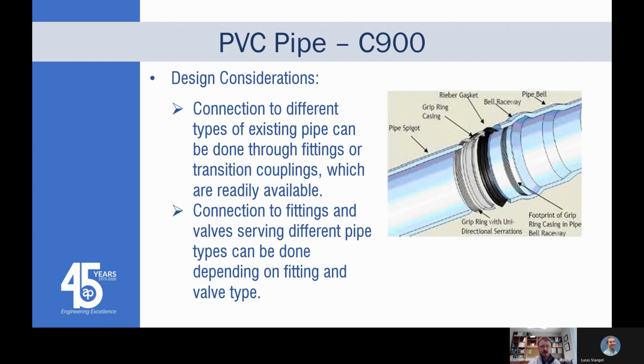Some more design considerations for C900. Connection to different types of pipe can be done. They've got different fittings and transition couplings. Generally, they're pretty readily available. There are plenty of times, especially on older systems, where you may be tying into some existing AC pipe, or you're laying new pipe and need to transition into the existing pipe. So there are definitely fittings available for that. And same story for fittings and valves with that cast iron OD: as your PVC comes in, you can marry up to those different fittings and valves pretty easily.